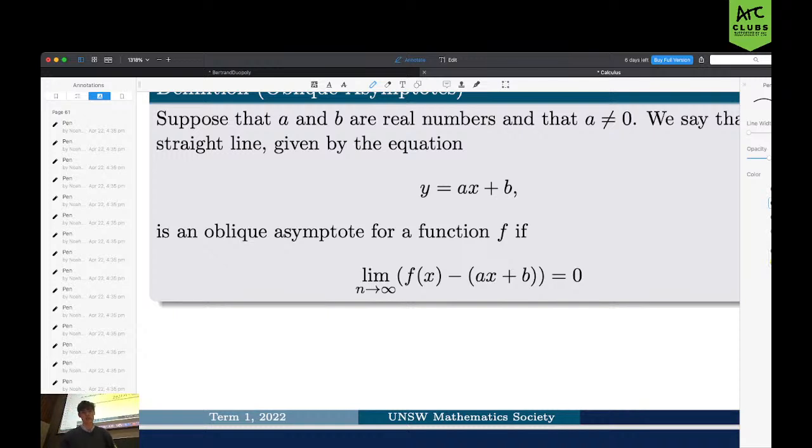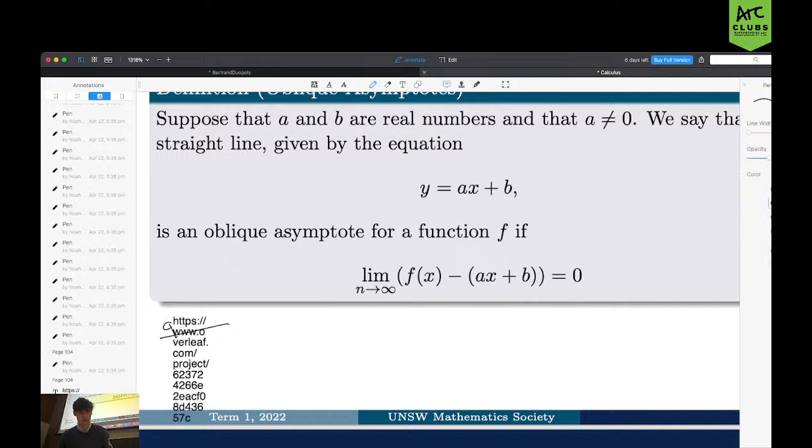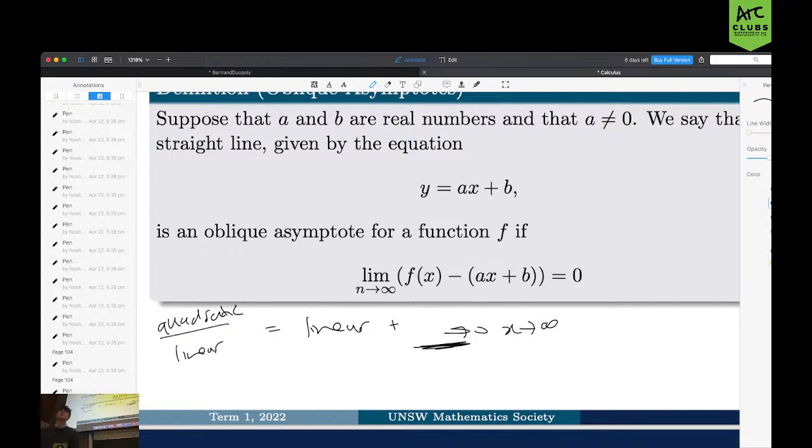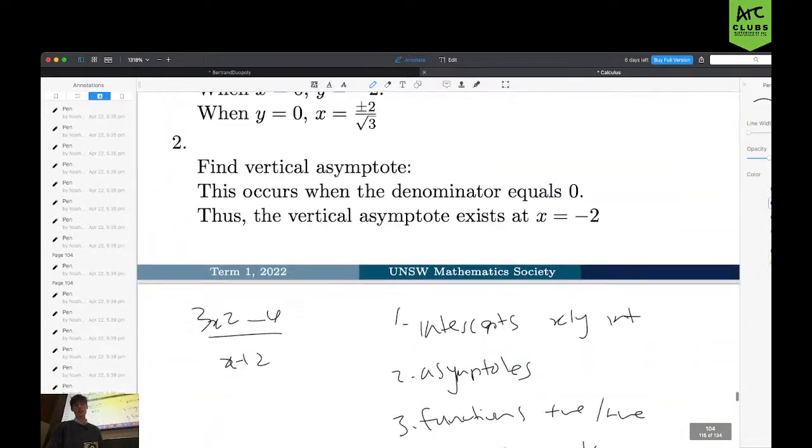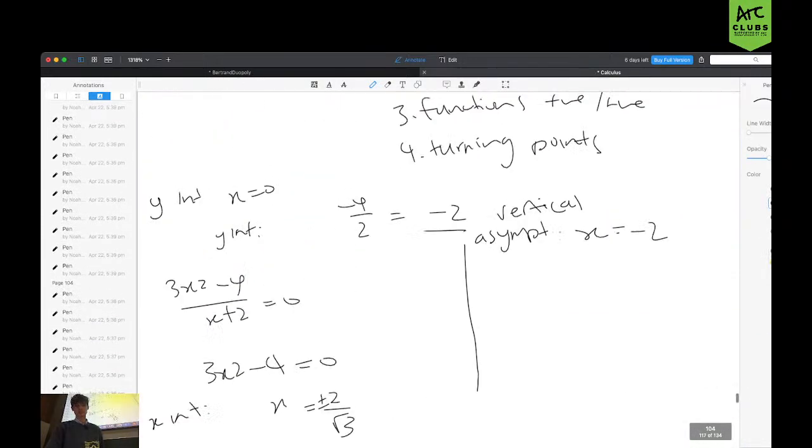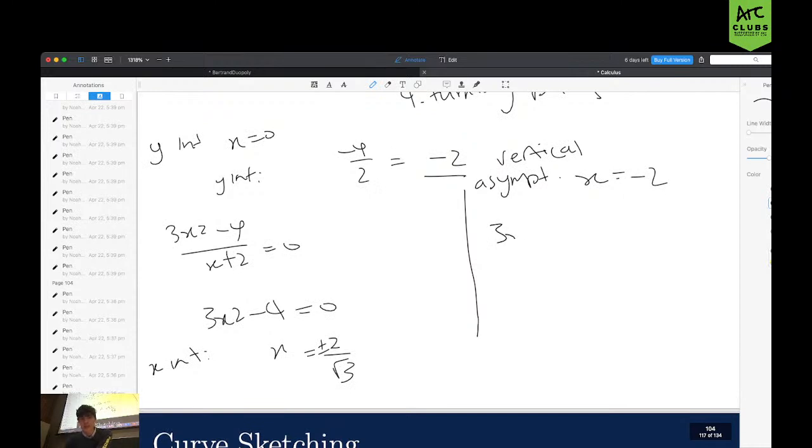So in other words, we currently have a quadratic over a linear function. If we could have a linear function here plus some other function that approaches 0 as x approaches infinity, then as x approaches infinity, we'd approach that linear function. In other words, we'd approach a line, so we'd have an oblique asymptote. So to find our oblique asymptote, we can just try to rewrite this expression: 3x squared minus 4 over x plus 2.